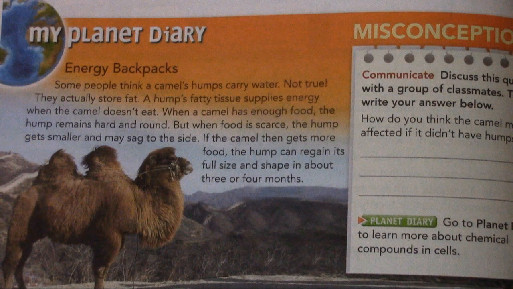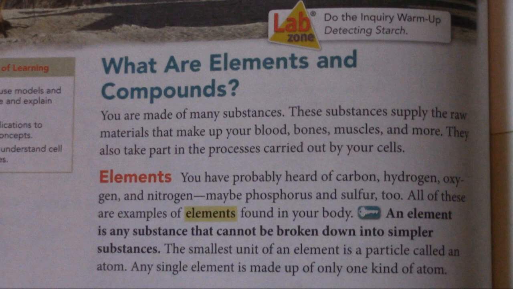Some people think a camel's humps carry water. Not true. They actually store fat. A hump's fatty tissue supplies energy when the camel doesn't eat. When a camel has enough food, the hump remains hard and round. But when food is scarce, the hump gets smaller and may sag to the side. If the camel then gets more food, the hump can regain its full size and shape in about 3 or 4 months.